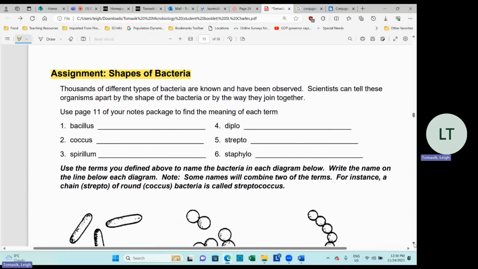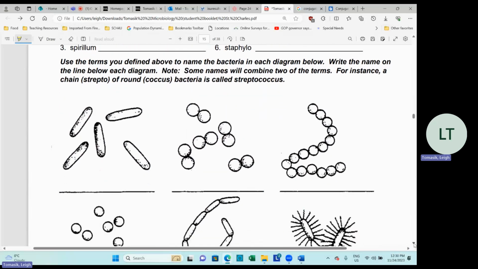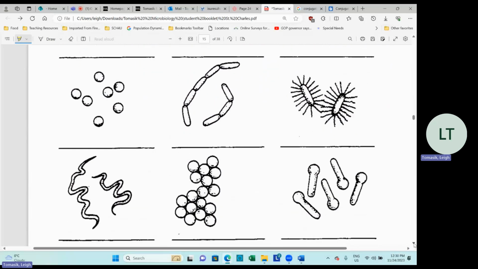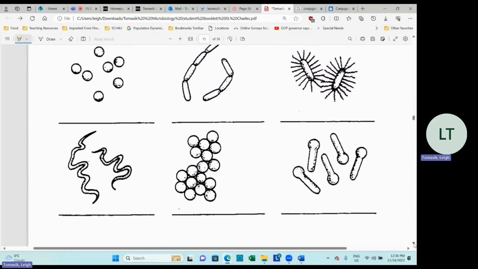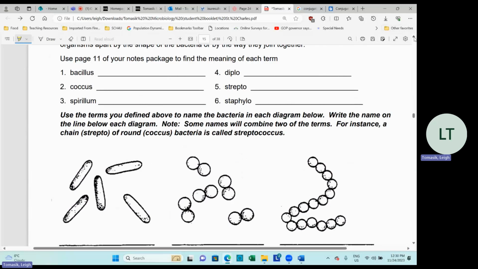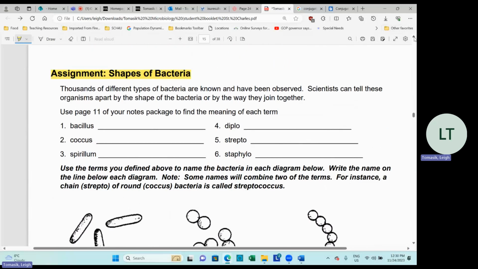And then you're going to combine the terms in order to describe 1, 2, 3, 4, 5, 6, 7, 8, 9 different types of bacteria. So some of them will just have one name, and some of them will have two names combined together. Okay. If you read page 11 very carefully, you will know how to do this very easily. And that's it on bacteria.